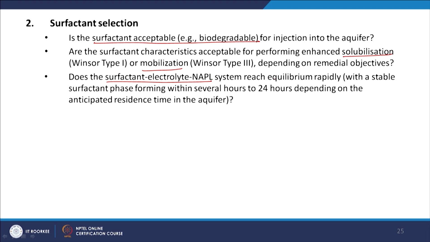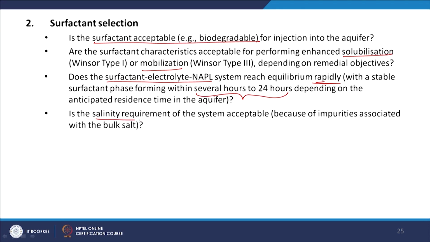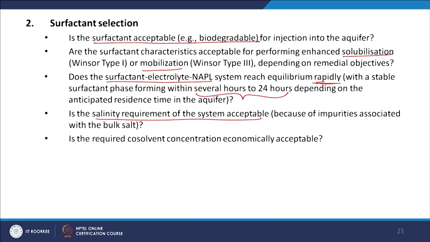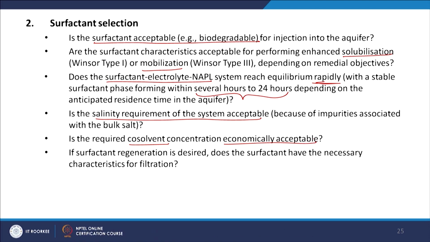So you would prefer that the kinetics required for this change in phase are relatively rapid. Here, they typically look at several hours, or less than 24 hours at best. And the salinity requirement, is it within acceptable levels? The required co-solvent here is isopropyl alcohol; is the cost acceptable? Surfactant regeneration is desired, as we discussed earlier. Does the surfactant have the necessary characteristics for filtration? They look at the change in phase separation. So if you are trying to regenerate the surfactant, it should meet such needs.